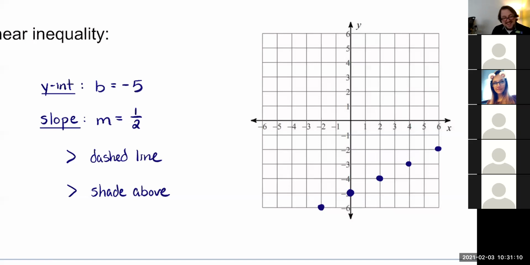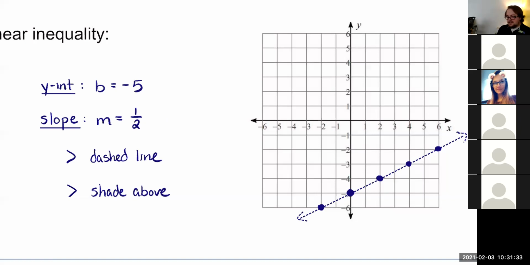So again, so far it feels like we're doing just a regular linear equation, but here's where it changes. What type of line are we graphing? A dashed line. Now, if you accidentally draw a solid line and realize it after the fact, don't erase the whole thing, just erase some notches out of it. I'm not going to be that picky.